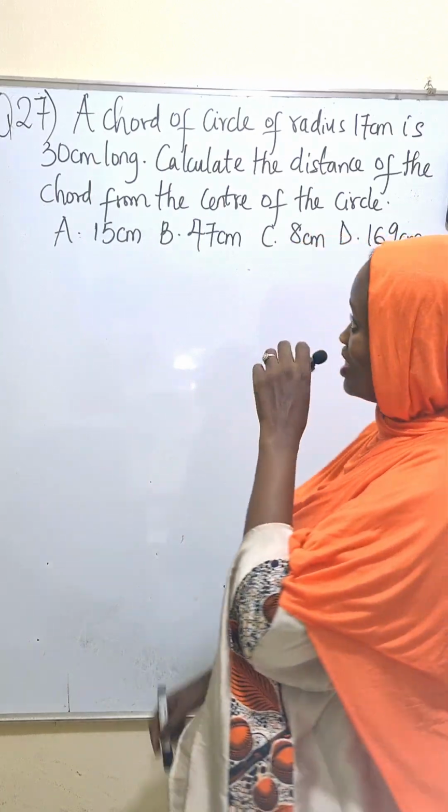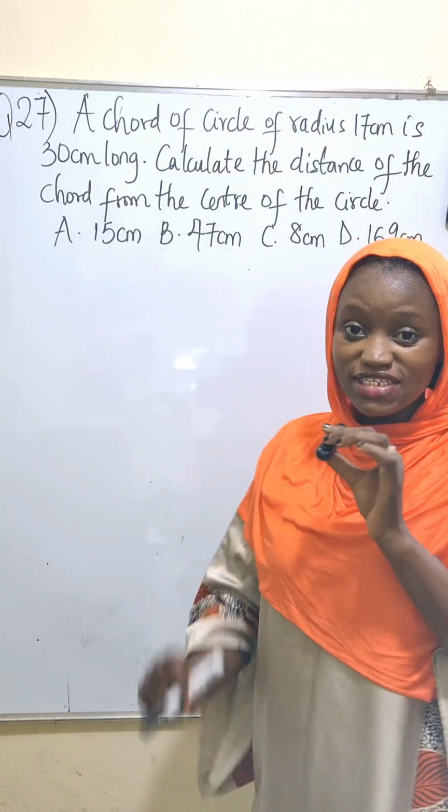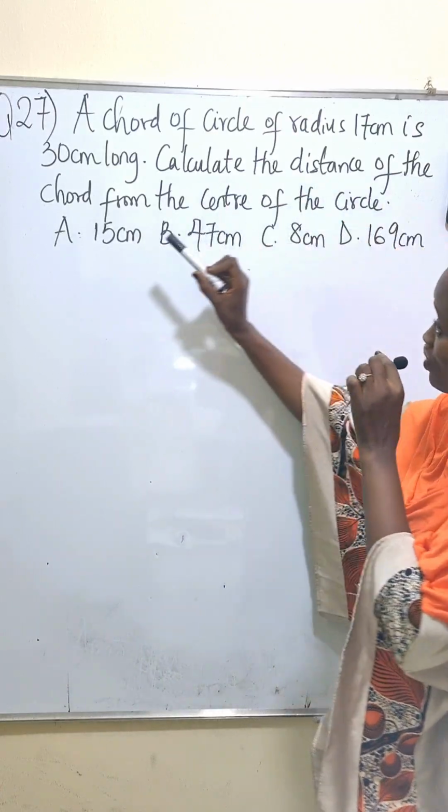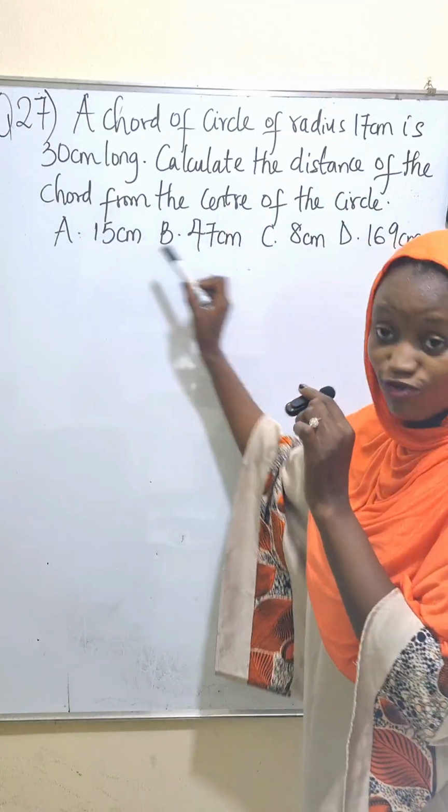Question 27 reads, a chord of a circle of radius 17 centimeter is 30 centimeter long. Calculate the distance of the chord from the center of the circle. So we have four options.